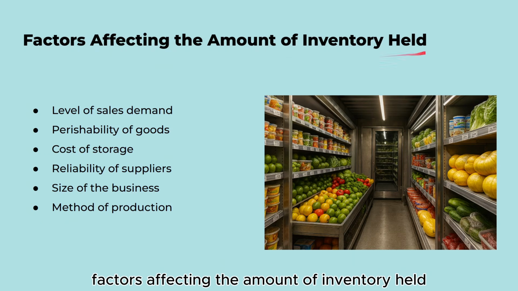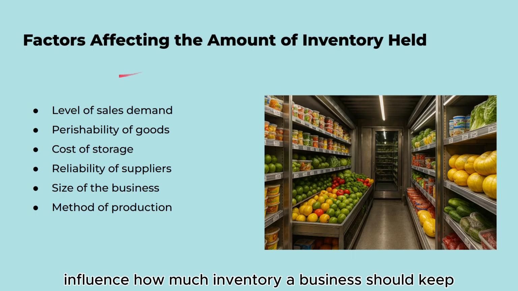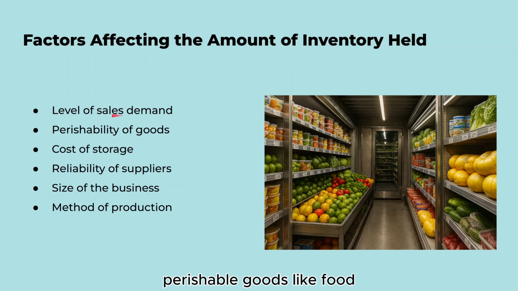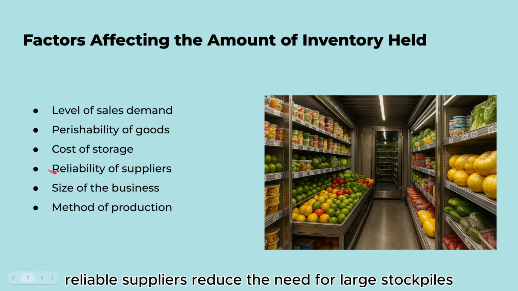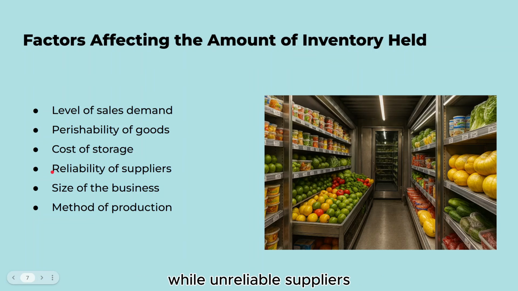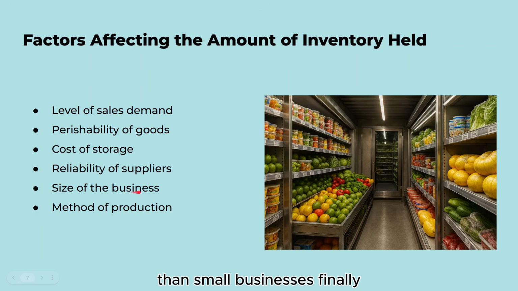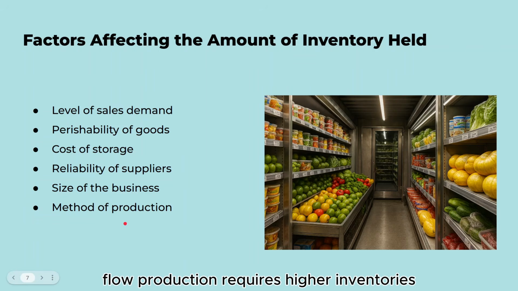Factors affecting the amount of inventory held. Several factors influence how much inventory a business should keep. High sales demand means more stock is needed. Perishable goods like food require less stock to avoid waste. If storage costs are high, businesses keep lower inventory levels. Reliable suppliers reduce the need for large stockpiles, while unreliable suppliers mean businesses must keep more. Large companies usually hold bigger inventories than small businesses. Finally, the production method matters. Flow production requires higher inventories, while just-in-time keeps them very low.